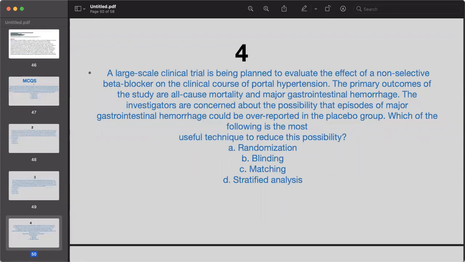Fourth, a large-scale clinical trial is being planned to evaluate the effect of a non-selective beta blocker on the clinical course of portal hypertension. The primary outcomes of the study are all-cause mortality and major gastrointestinal hemorrhage. The investigators are concerned about the possibility that episodes of major gastrointestinal hemorrhage could be overreported in the placebo group. Which of the following is the most useful technique to reduce this possibility? A, randomization; B, blinding; C, matching; D, stratified analysis. Which one is the correct? No, it's B, blinding.